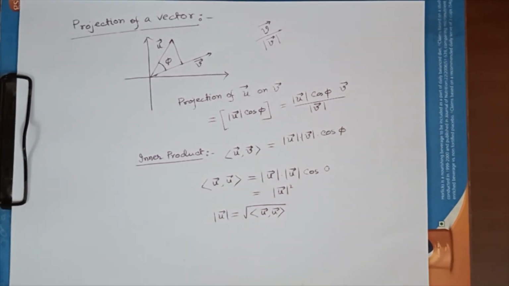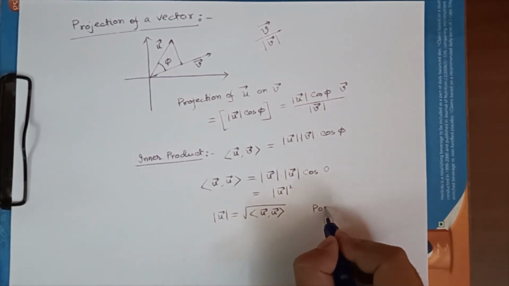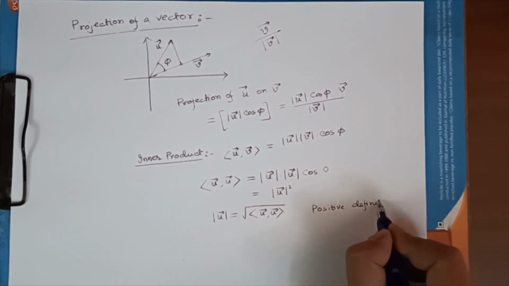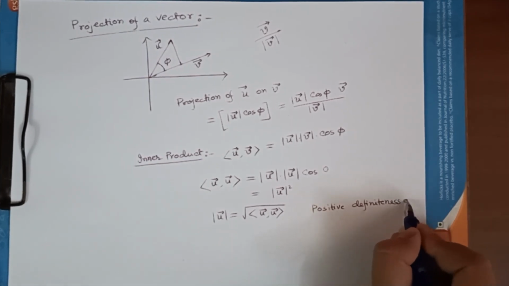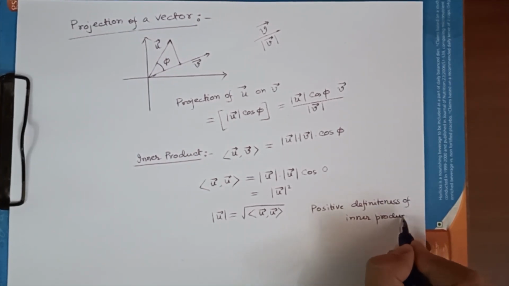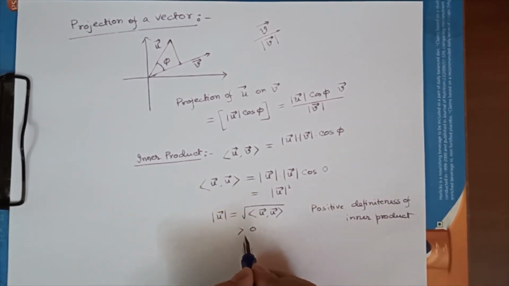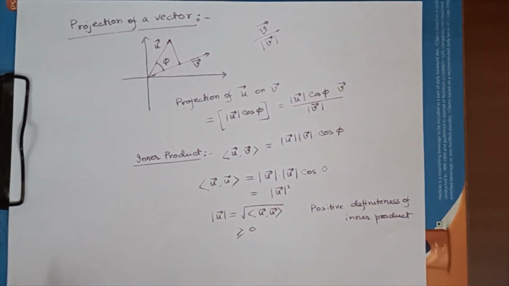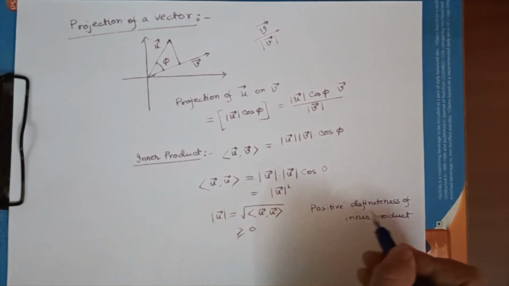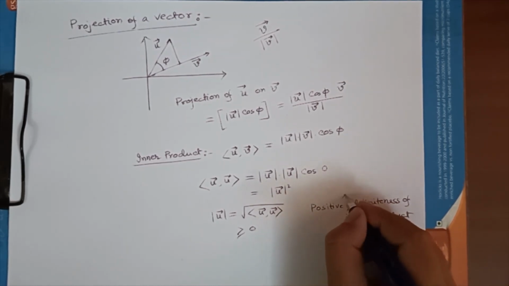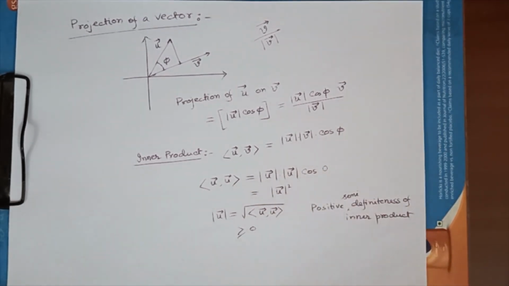This particular characteristic is called the positive definiteness of the inner product. And obviously this length is always positive, right? Length is always positive. It will be 0 only if the vector is 0. Otherwise it is always positive. Or non-negative, like it is called positive semi-definiteness or something. Since for the vector 0 it is 0, otherwise it is always positive.